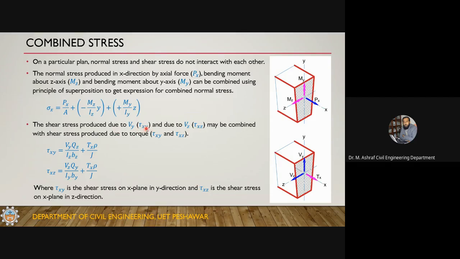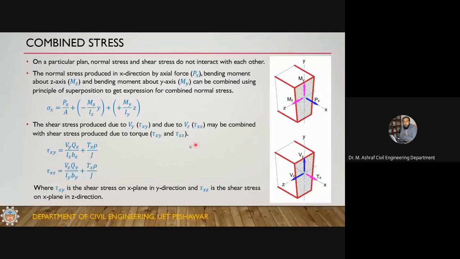This x, as I've already told you, represents the plane on which the stress is acting. So this shaded plane is the x plane because its perpendicular is x. So tau xy is on the x plane in the y direction. And this Vz is causing stress on the x plane in the z direction. And this torque is causing both stresses in y and z direction on the x plane.